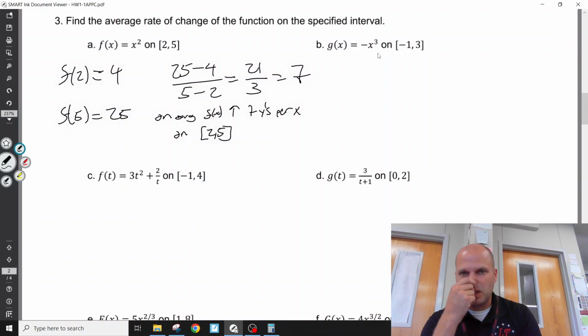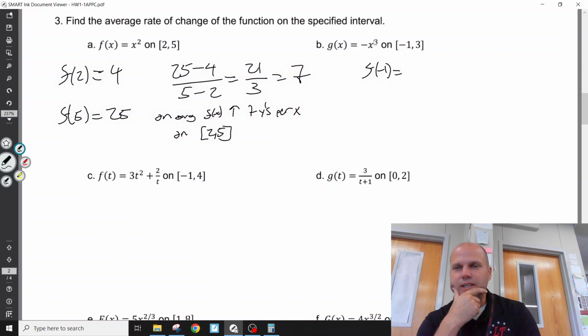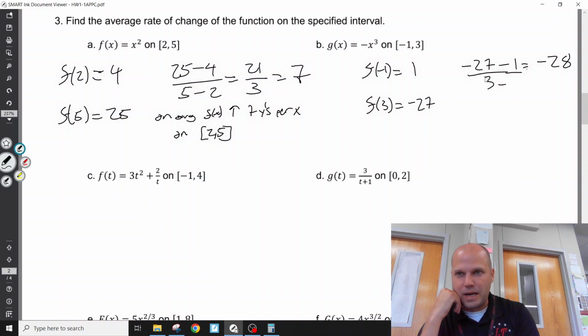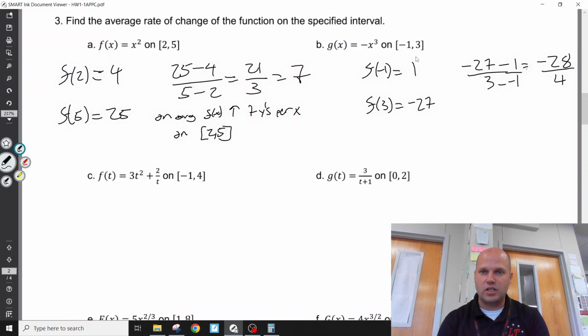Okay, negative x cubed. Make sure you're not messing up on things. If I take negative 1 and cube it, it's negative 1. Take the opposite of it, it's positive 1. If I take 3 and cube it, it's 27, but take the opposite of it is negative 27. So I start at 1, I go down to negative 27. I decrease 28. This is very important. It's where I ended up minus where I started to get our net change. Make sure your average rate of change is negative. My function is decreasing.